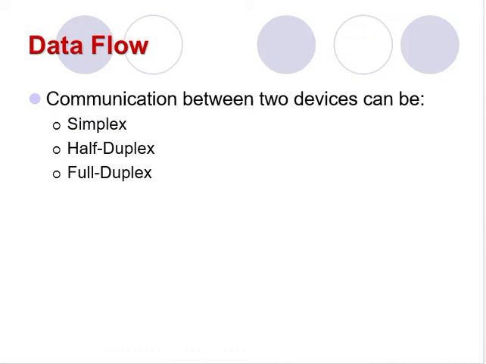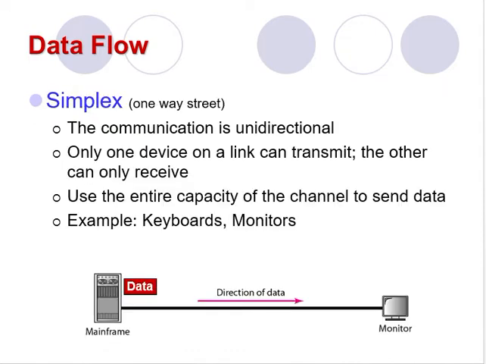First one is the simplex transmission mode, and second one is half duplex transmission mode, and third one is the full duplex transmission mode. Let us discuss the difference between simplex, half duplex, full duplex transmission methods.